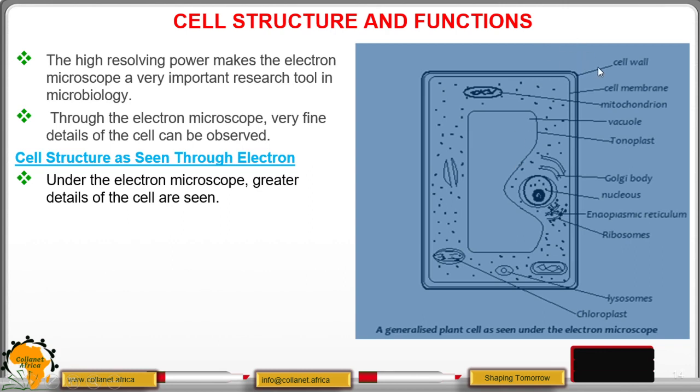So we have the cell wall, which was not visible in the light microscope, and the mitochondrion. We also have the Golgi body and the nucleus. The whole of this is the nucleus. This black part is the nucleus. We have the nucleolus, the endoplasmic reticulum, ribosomes, and lysosomes, in addition to those that were seen under the light microscope. That is for a plant cell.